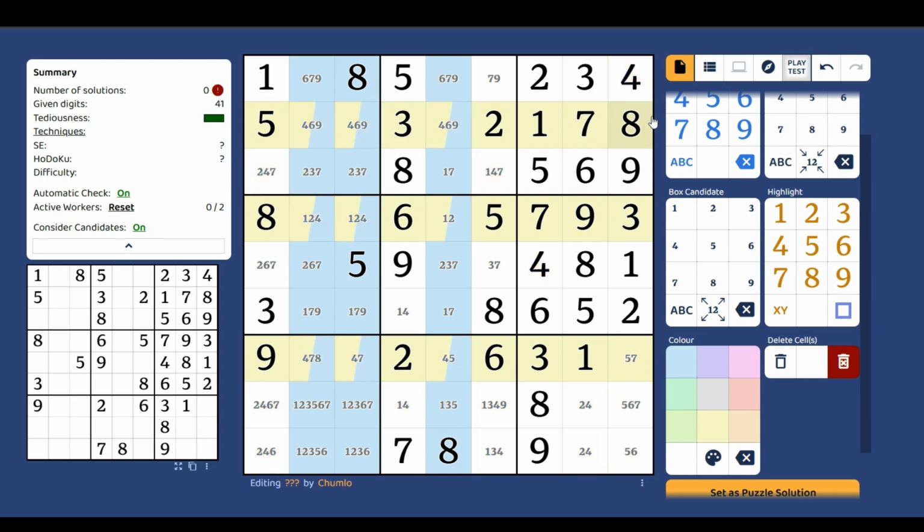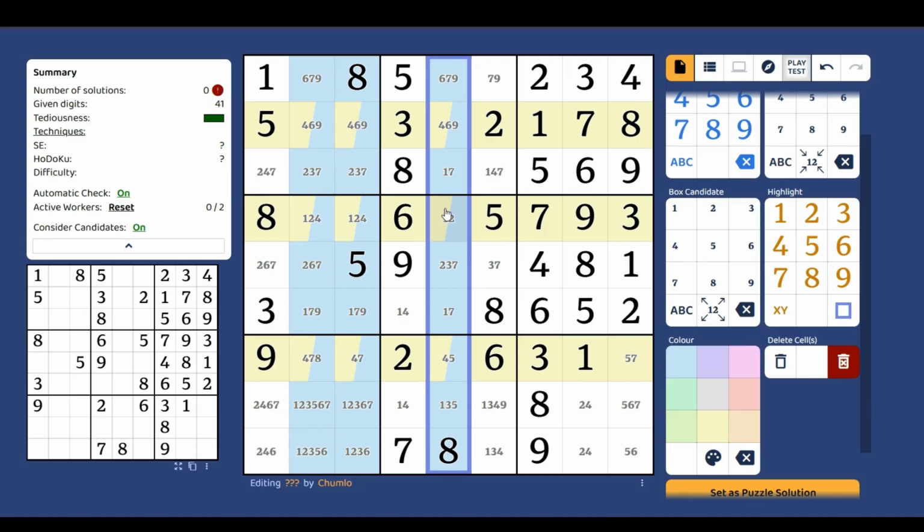We have our 3 rows. These are our base sets. And the candidates in those rows can be entirely covered by our 3 cover sets, which again are columns 2, 3, and 5. And now that allows us to eliminate everything else outside of those cover sets.